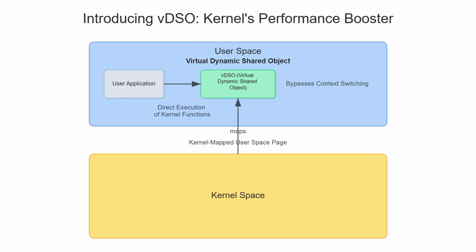To tackle this overhead for frequently called system calls, the Linux kernel introduces a clever mechanism called VDSO, or Virtual Dynamic Shared Object. Think of VDSO as a special memory page that the kernel maps directly into your application's user space. This page contains small, optimized implementations of certain system calls. The magic here is that because these functions are already mapped into your process's memory space, your application can call them directly, just like any other library function. This allows these specific kernel functions to be executed without a full context switch, dramatically reducing latency and boosting performance.